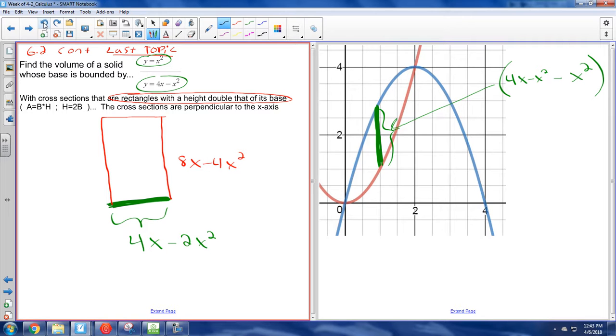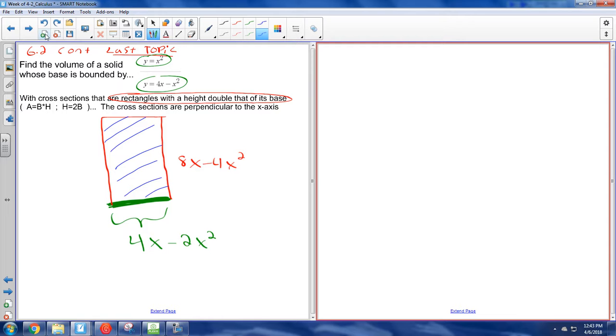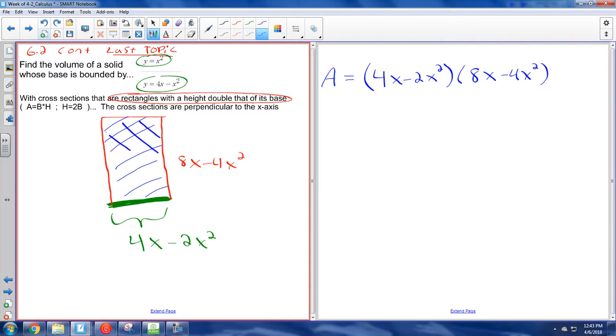And what you want to know is the area of that. So we're going to take a minute and just find the area of this rectangle. How do you find the area of any rectangle? Yeah, area is base times height. So we're going to take the base, which is 4x minus 2x squared, and multiply it by the height, which is 8x minus 4x squared. That's going to be the area of this thing. That's the blue area.